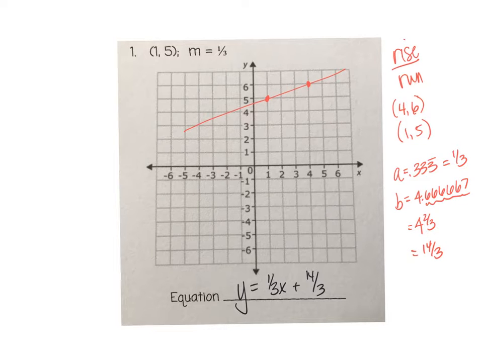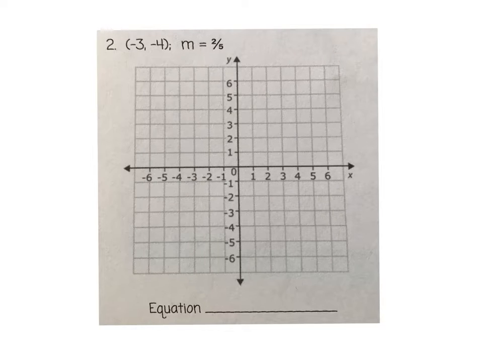Okay, let's try one more. Last one. My first point lies at -3, -4. My slope is 2/5, so up 2 and right 5. So my coordinate is 2, -2.